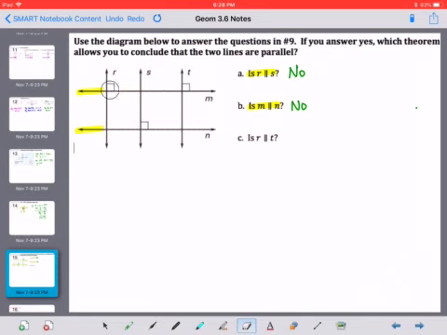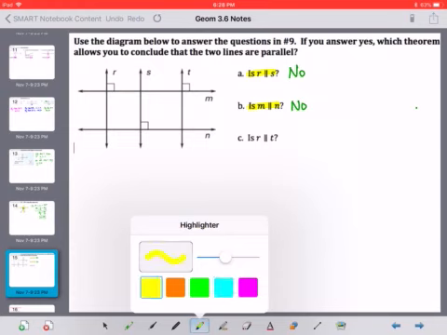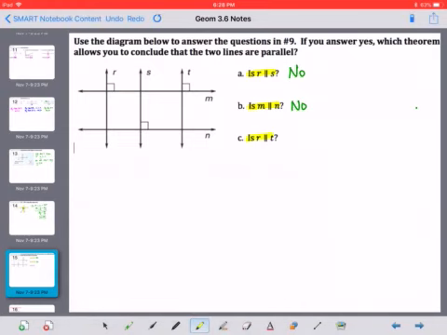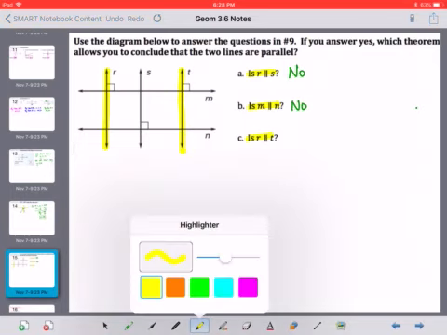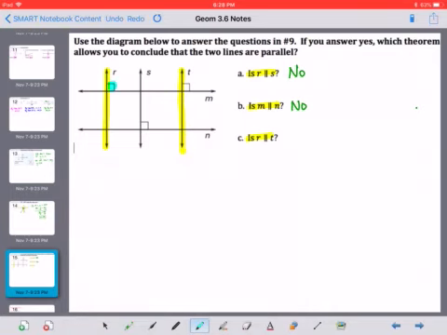All right, lastly, is R parallel to T? Well, here's R and here's T. And now notice in this case, they're both perpendicular to line M. So since they're both perpendicular to the same line, we can say that they are parallel. And that was that very last theorem, theorem 3.12.